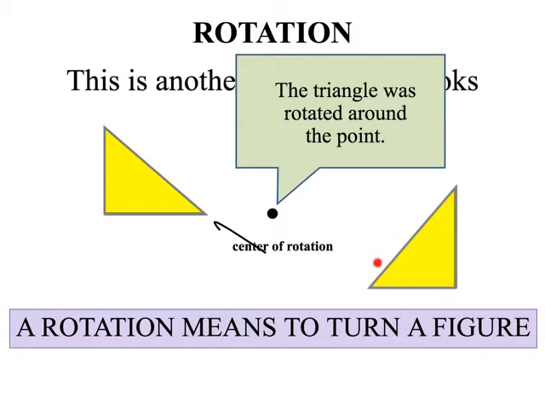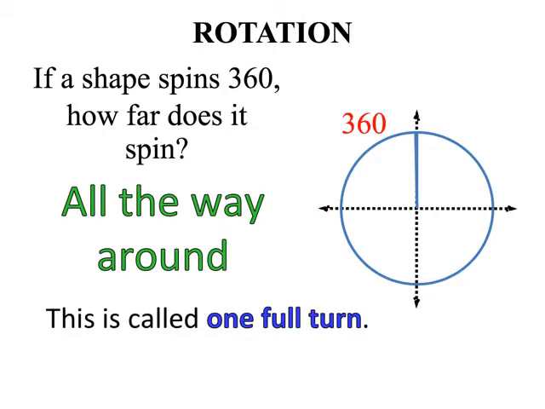Here, if we're taking this triangle here, we could have rotated it this way about this center here. You could have also thought about going this way. So you're turning it about that center point. If it does go 360 degrees, how far does it spin? It goes all the way around. So let's say it started here. It's going to go all the way back to where it began. That's one full turn. So really nothing changes if you rotate it 360 degrees.